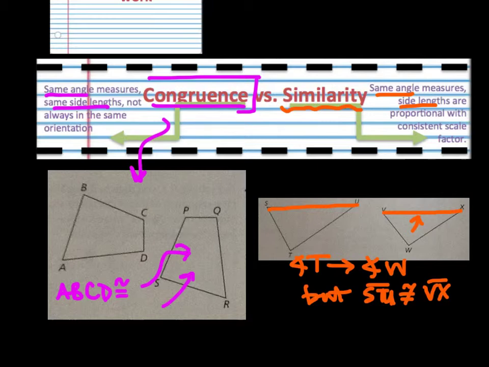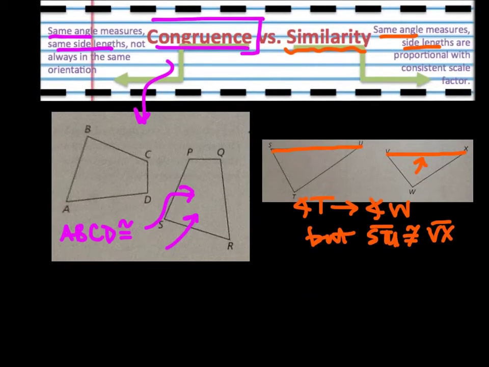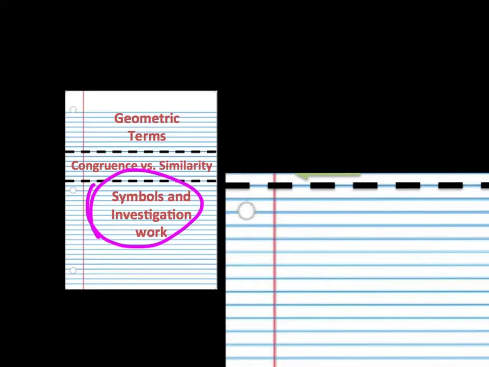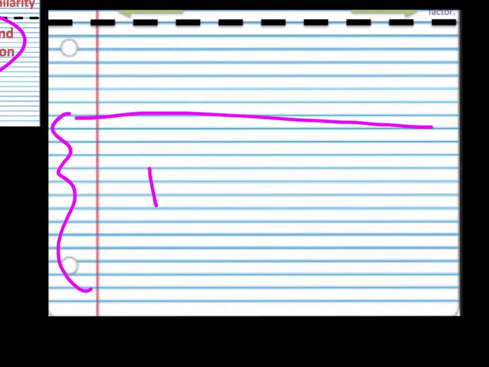So now that we've understood congruence and similarity, let's move on from here, and we are going into this section, symbols and investigation work. For this particular part, we're just going to go through some symbols that you are going to want to have along the top of this, and the remainder of this page from here down will all be investigation.